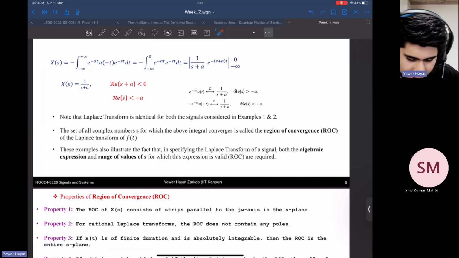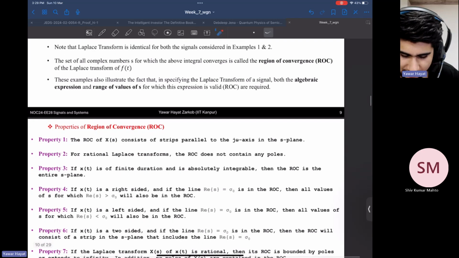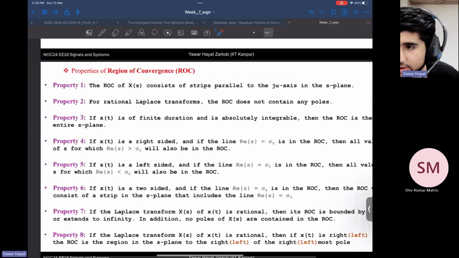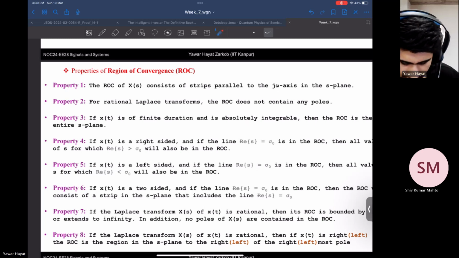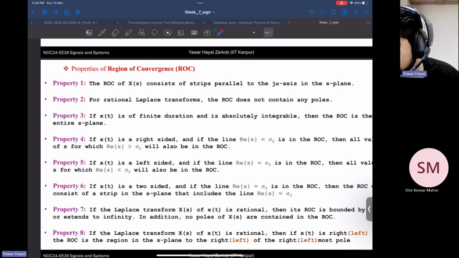These examples also illustrate that in specifying the Laplace transform for a signal, both the algebraic expression and the range of values of s for which the expression is valid, the ROC, are required. Not only the algebraic expression but also its corresponding ROC is required. Only then can we uniquely compute the inverse Laplace transform. Then we have some properties of the region of convergence. We'll only state them here. If you are interested in proofs, they might have been covered in last week's lectures. I'm not sure. If not, you can refer to the recommended book in this course, Oppenheim, where these properties are discussed in more depth, if you are eager to learn.